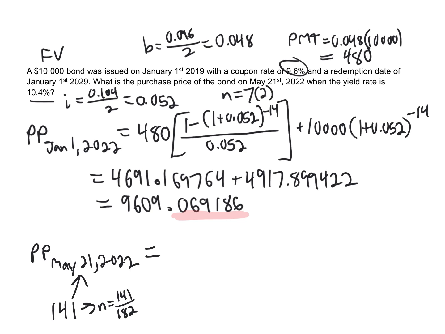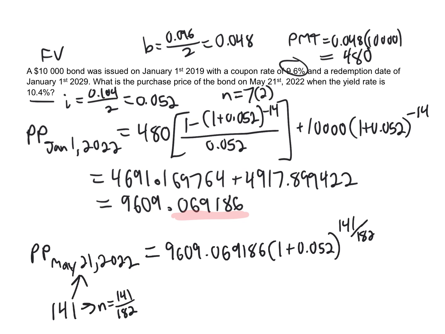So our purchase price, we take the 9609 decimal, and we times it by our interest, 1 plus our interest. So basically it goes up for each day we've passed. So now we're at 9,993.96.